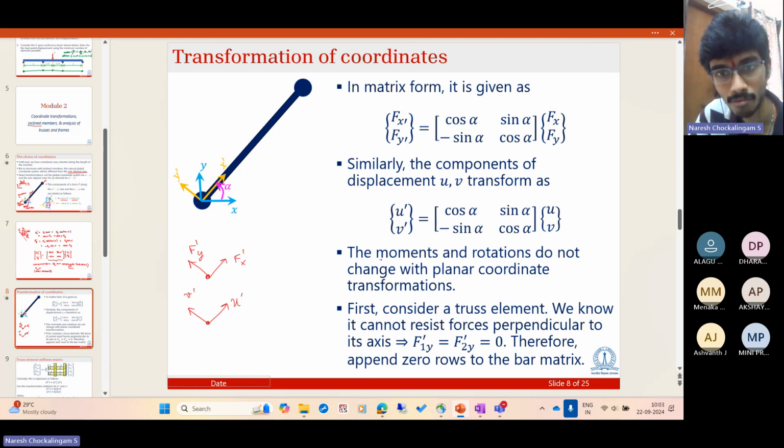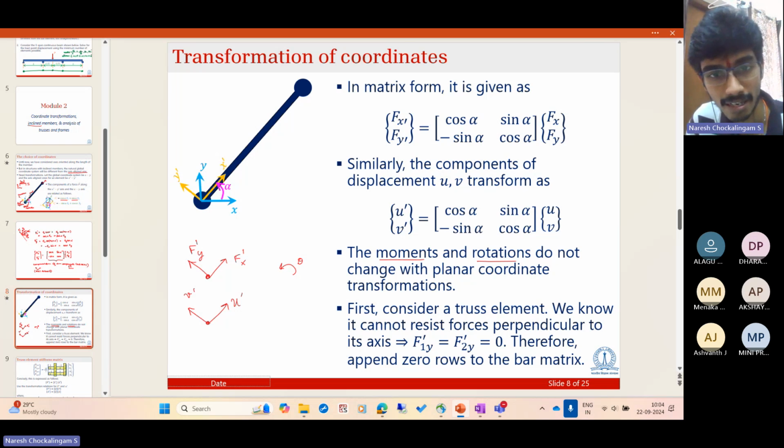What about the rotations and moments? They will not change with coordinate transformation. You're rotating the coordinates in the same plane, and rotation is also in the same plane. So if some member rotates by an angle theta, it really doesn't matter which coordinates you use. Theta doesn't have components. Theta is a scalar. In-plane rotation is a scalar, so it does not change with the choice of coordinate systems. It doesn't have any components, it's just a scalar, so it doesn't transform.